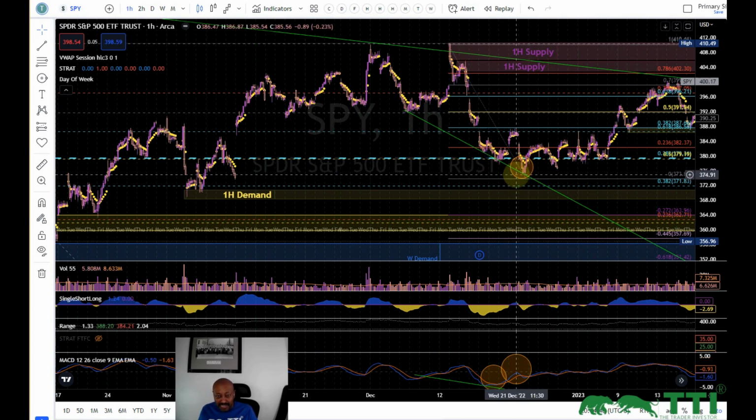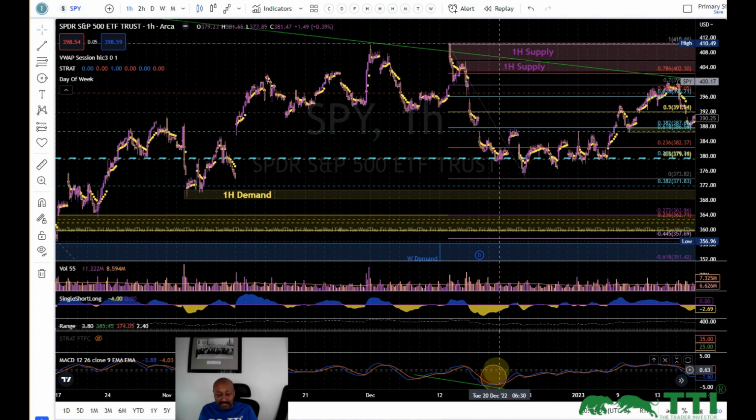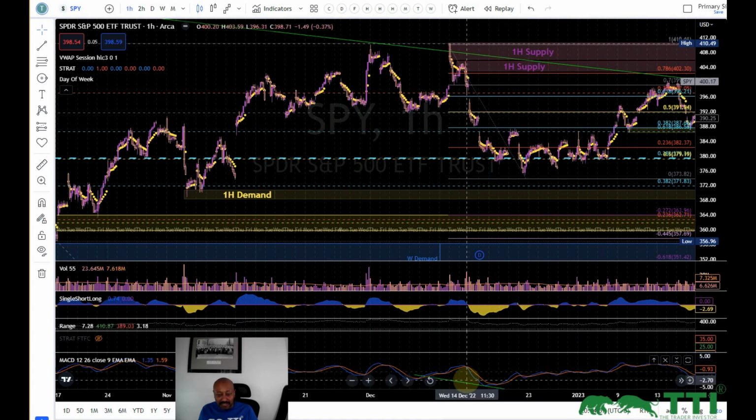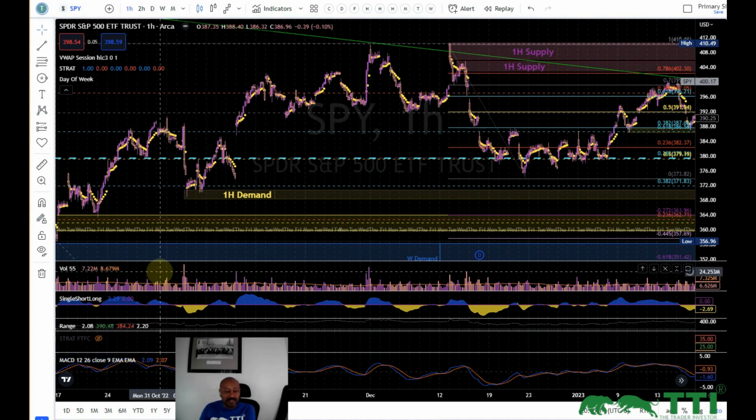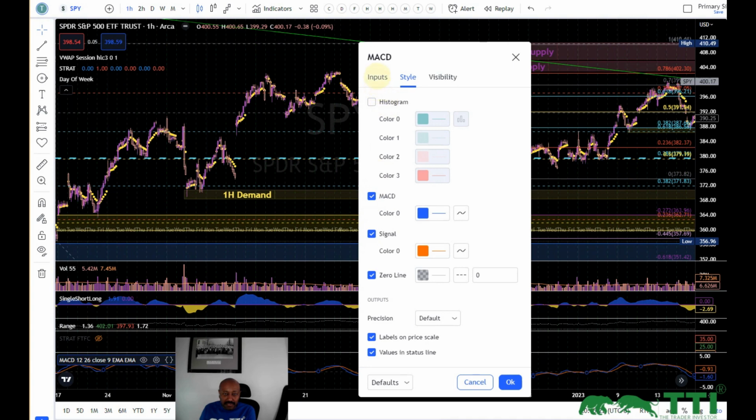I know I haven't gone into enough details, but now that you have prepared your MACD on your chart, this is how we're going to add to it. Interesting. I'm excited. And you can play around with some of these numbers, but this is good.